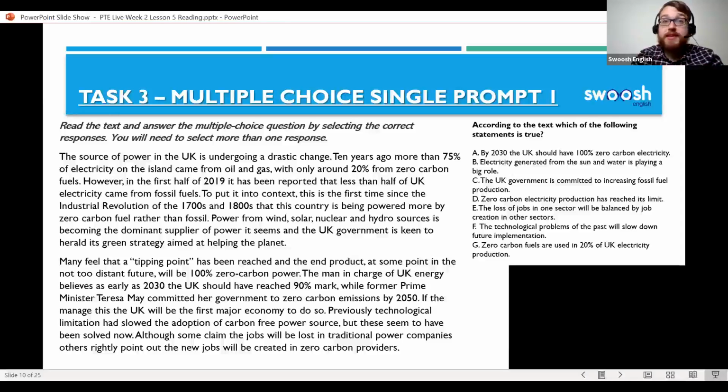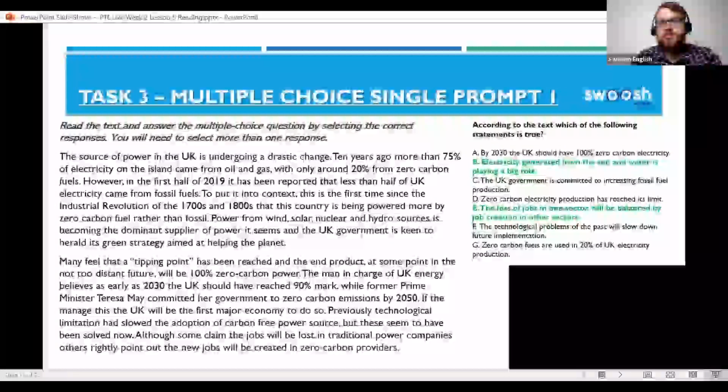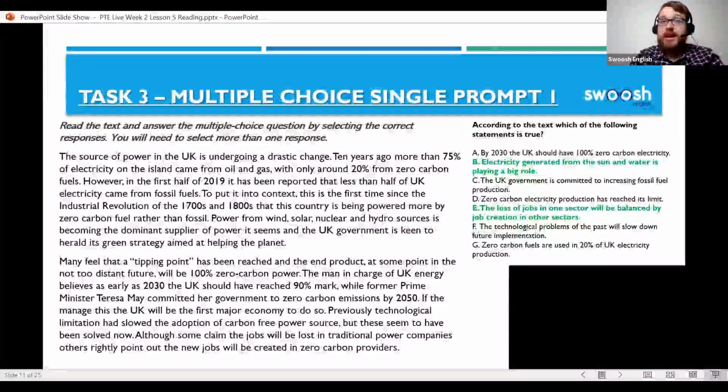All right, let's now get into the analysis of this question. There are 2 correct answers overall here. The 2 answers deemed to be true are B, electricity generated from the sun and water is playing a big role, and E, the loss of jobs in one sector will be balanced by job creation in other sectors. These are the only 2 correct answers, therefore making A, C, D, F, and G incorrect.